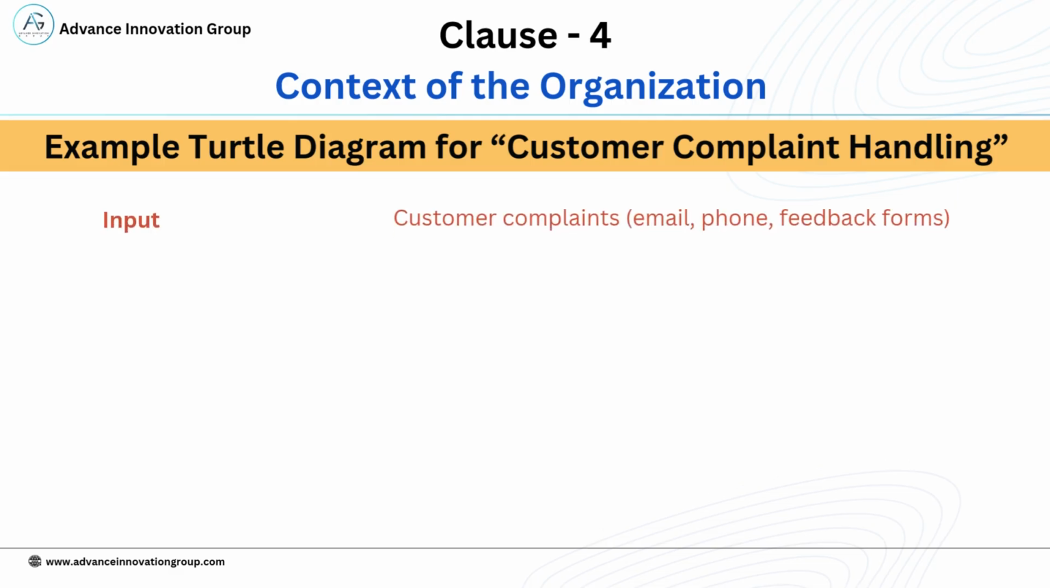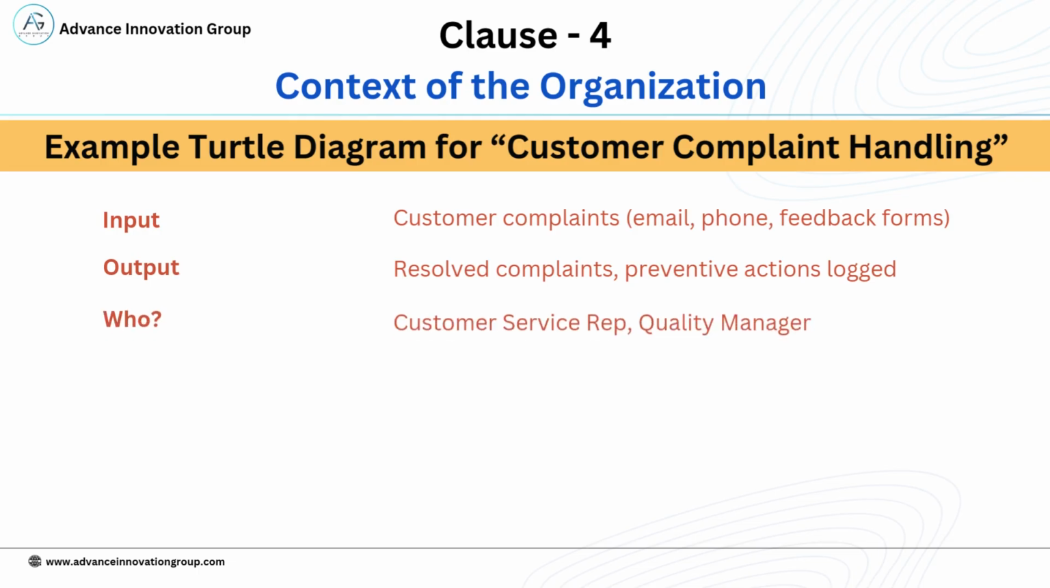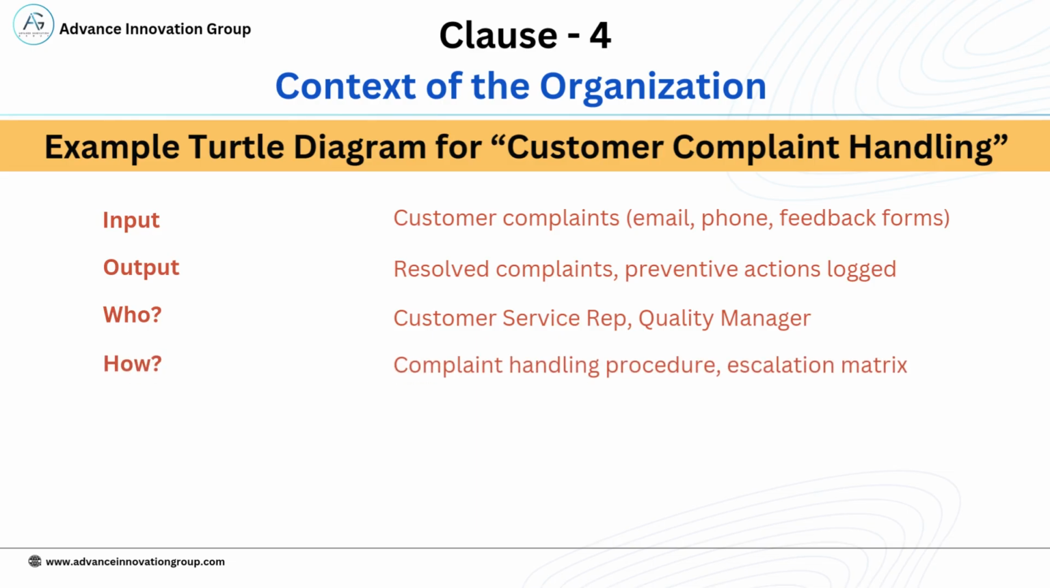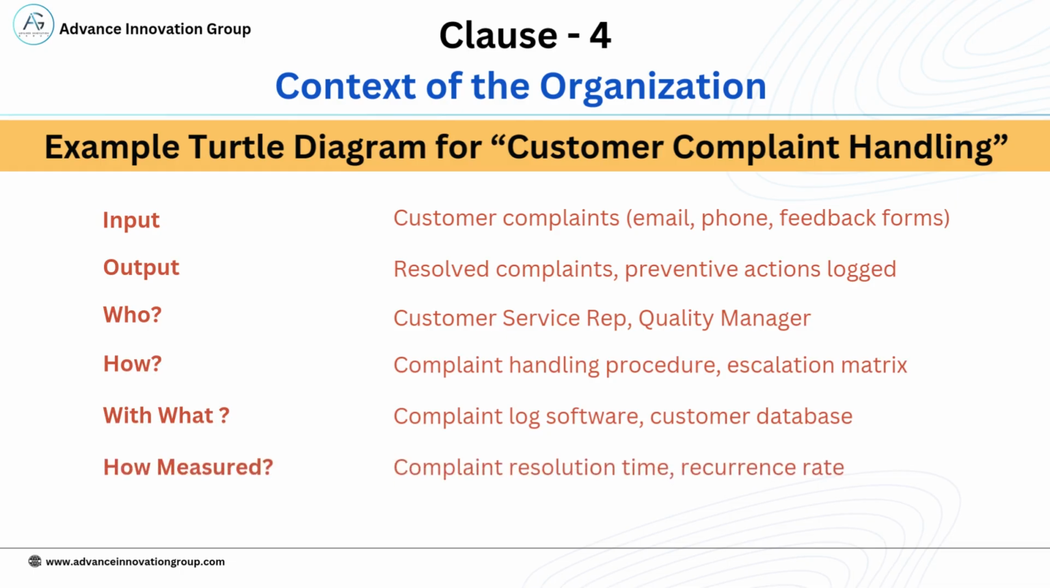Input: customer complaints, email, phone, feedback forms. Output: resolved complaints, preventive actions logged. Who: customer service representative, quality manager. How: complaint handling procedure, escalation matrix. With what: complaint log software, customer database. How measured: complaint resolution time, recurrence rate.